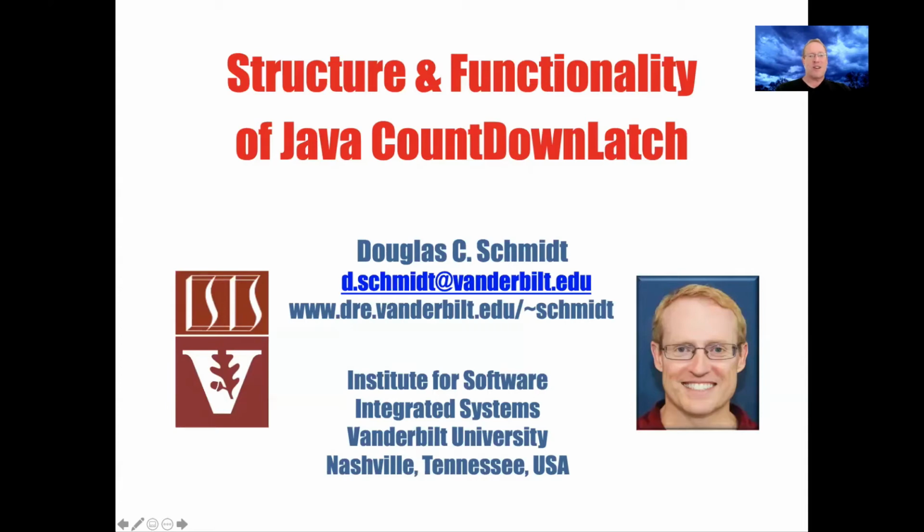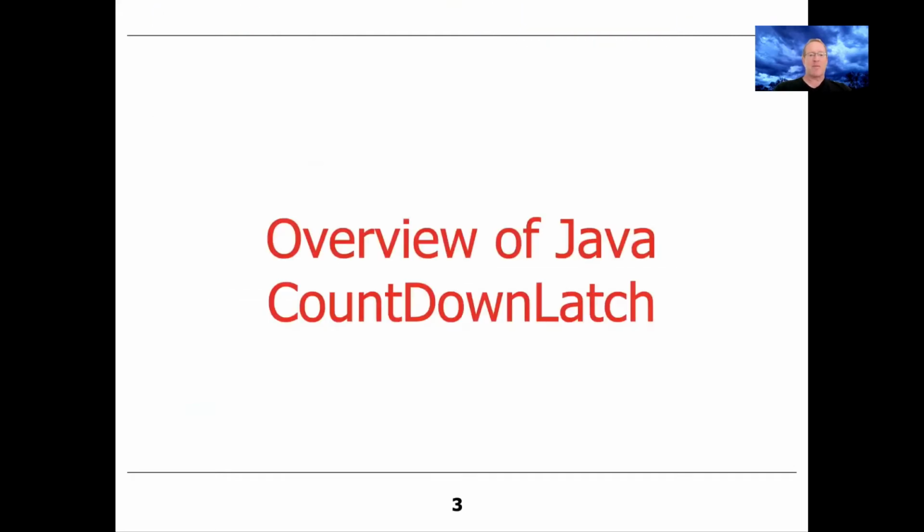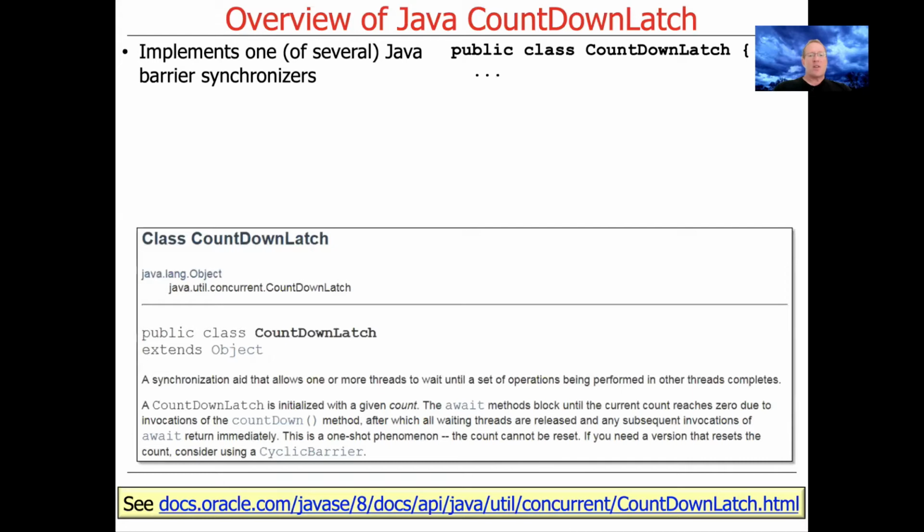We're going to begin our detailed coverage of barrier synchronizers in Java by first exploring the structure and the functionality of the Java CountDownLatch. And we'll start out by taking a look at how it's structured and what some of its high-level behaviors are. So the CountDownLatch implements one of the several forms of barrier synchronization that are available in Java.